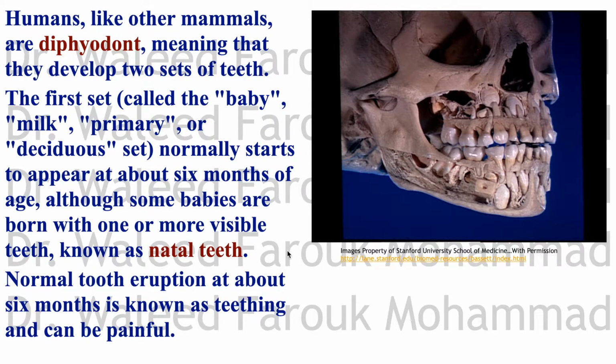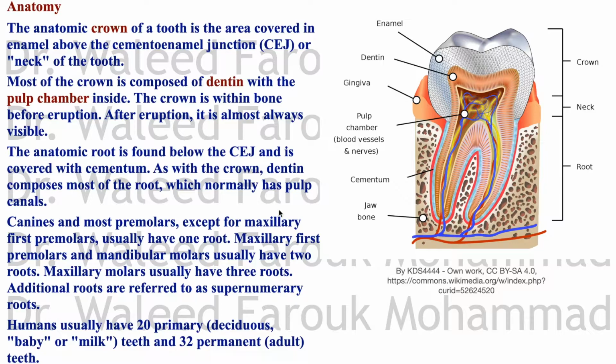The deciduous teeth normally start to appear, or eruption begins, at the age of 6 months, but sometimes babies are born with a tooth or two. This is called natal teeth. Okay? Normal tooth eruption begins by the age of 6 months.